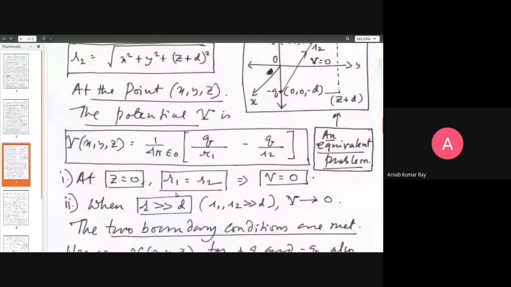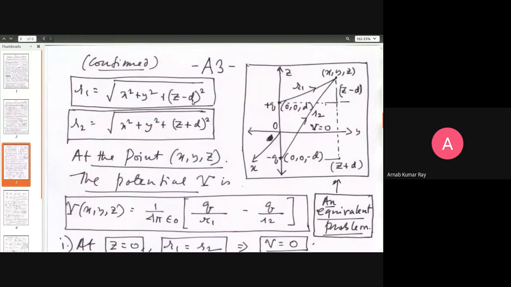Now, what about the second boundary condition? The second boundary condition says that when R becomes very much greater than D, meaning D becomes so small with respect to all the three coordinates, X, Y, and Z. Let us try to see. X meaning you're going this way, Y, you're going this way, Z, you're going this way. You've gone to a great, great distance. You don't even have to worry about X and Y. Let us just worry about, you've gone to a great, great height above the Z equal to 0 plane.